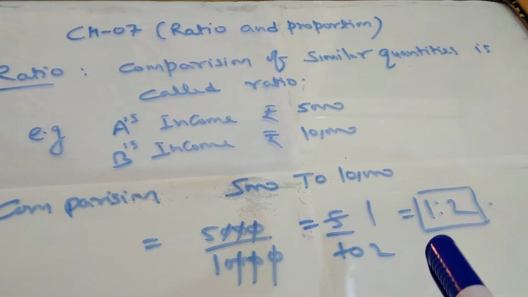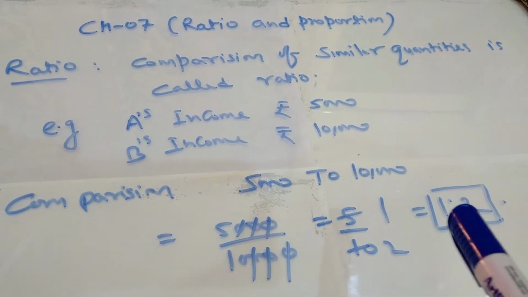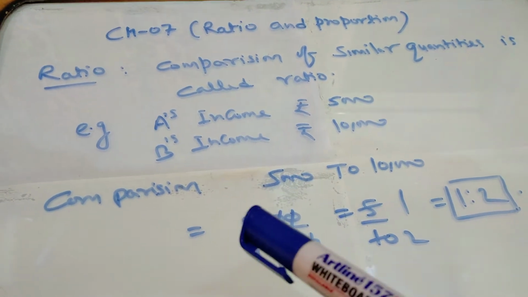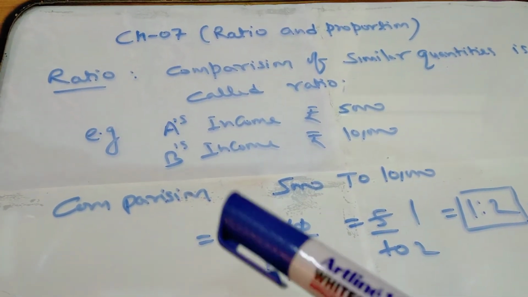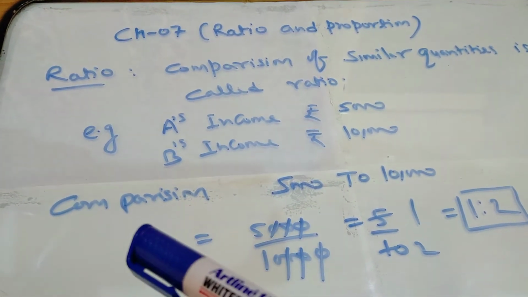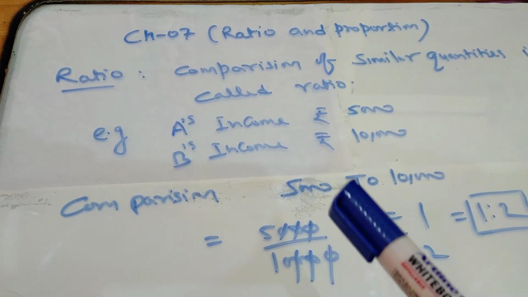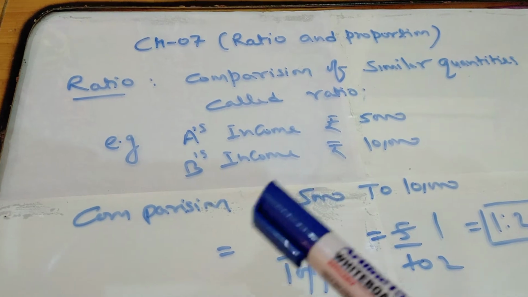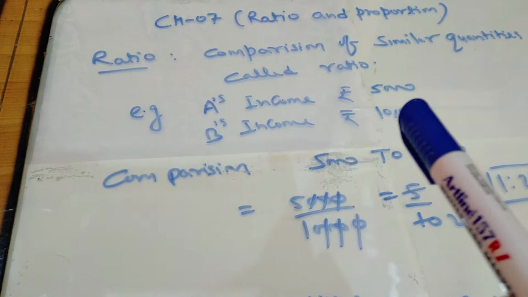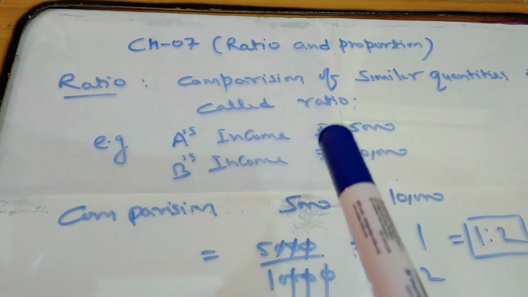1 upon 2 can be written as 1 is to 2. Similarly, 1 is to 2 can be written as 1 upon 2. So this relation you should know. This colon sign means upon. So this is the definition of ratio. Ratio of similar quantity has to be there. You cannot compare ratio of different quantities. Different quantity means you cannot compare distance with money, maybe rupees with other quantities. So the ratio should be between or among similar quantities.